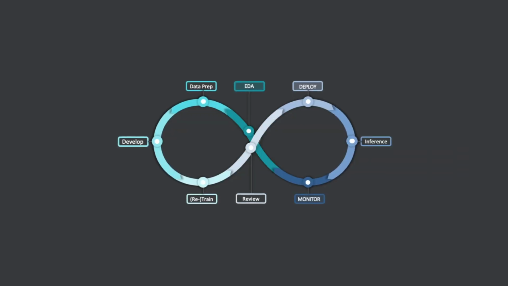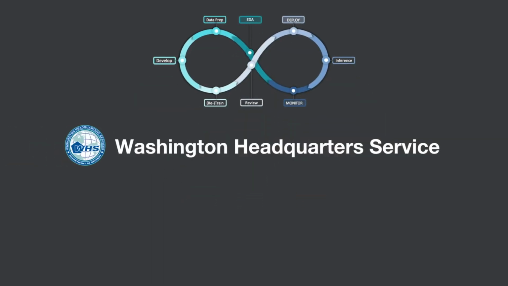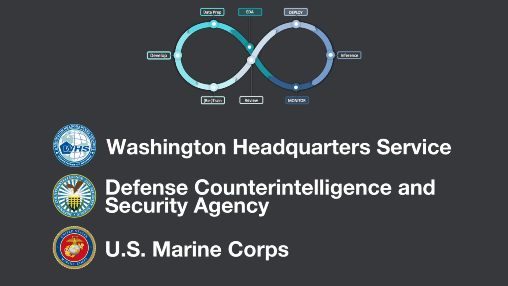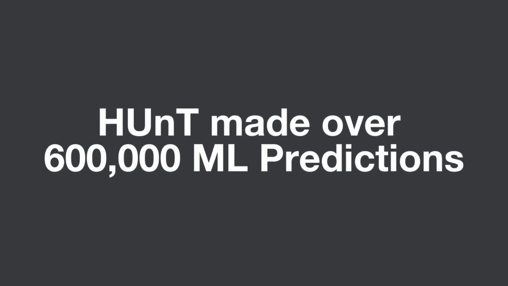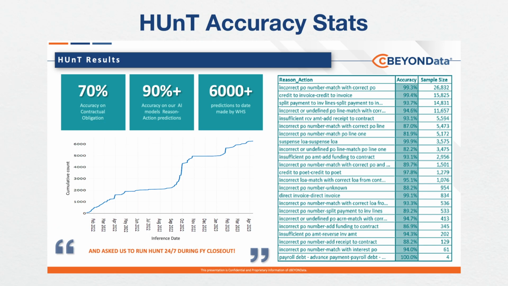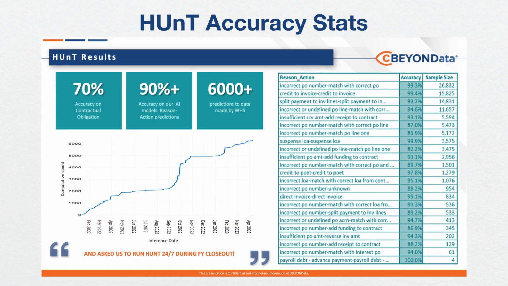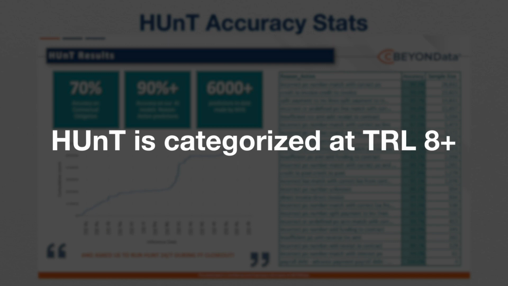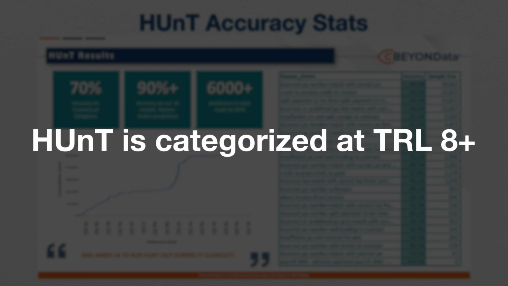HUnT has been running successfully in the DoD production environment for over 2 years, including with the Washington Headquarters Service, Defense Counterintelligence and Security Agency, and the United States Marine Corps. Over this time, it has made over 600,000 ML predictions on real UMTs in their real agency environments. As a result of this work, cBEYONData has gained extensive experience and insight into troubleshooting, enhancing, and testing HUnT. Accordingly, HUnT is categorized as very mature, at a technology readiness level, TRL, of 8 or higher.